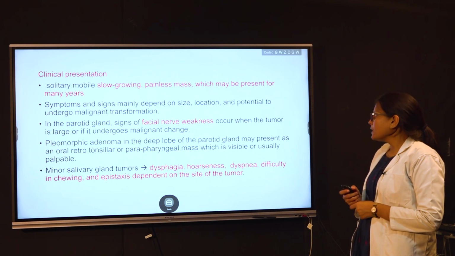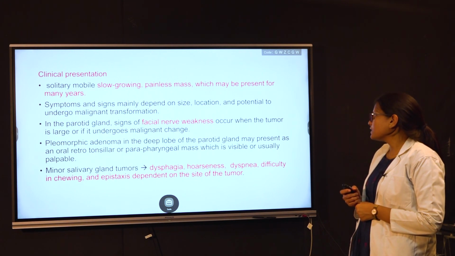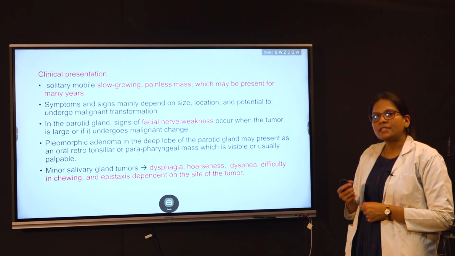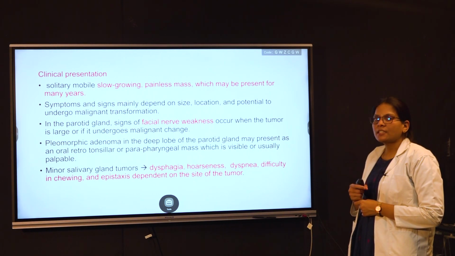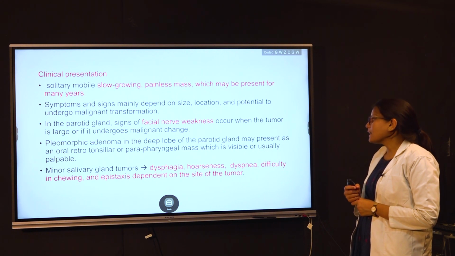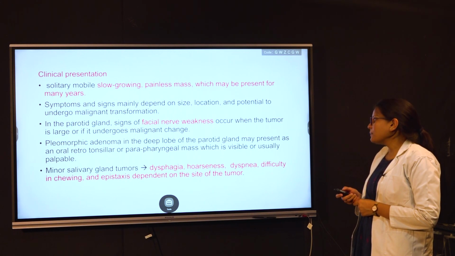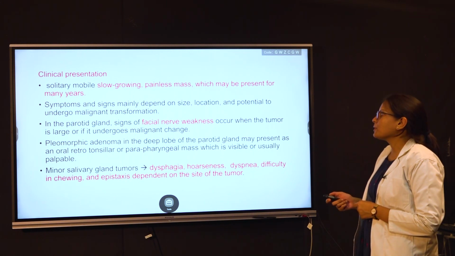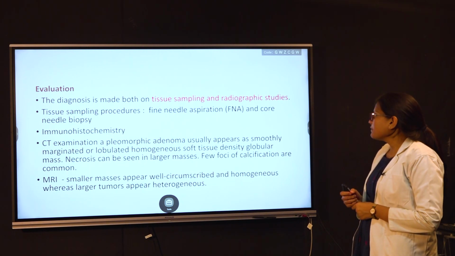Pleomorphic adenoma in the deep lobe of the parotid gland may present as an oral, retrotonsillar or parapharyngeal mass which is visible or clinically palpable. However, since the minor salivary glands are distributed over the pharynx mucosa, they can cause variable symptoms like dysphagia, that is difficulty in swallowing, hoarseness of voice, dyspnea, difficulty in chewing, and epistaxis depending upon the site of the tumor. So the diagnosis is made by confirming with both tissue sampling and radiographic studies.